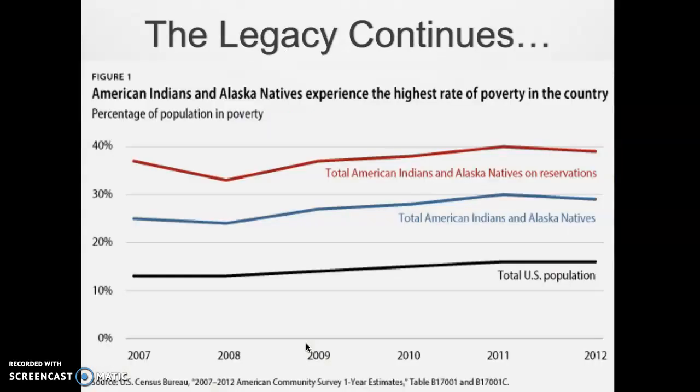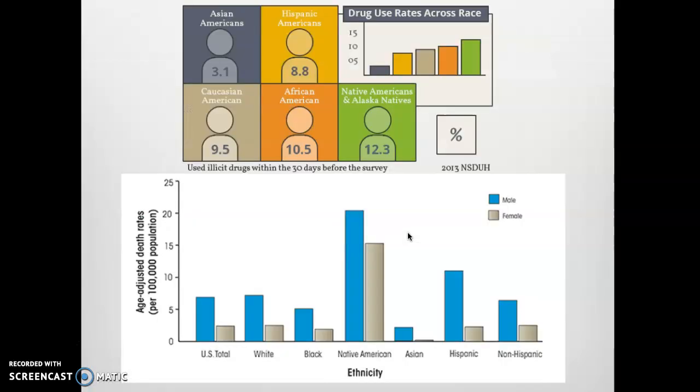And still to this day, Indian assimilation has not been successful. If we look at the total number of American Indians and Alaska Natives that are on reservations, look at their population percentage of poverty relative to the total U.S. population. The amount of people that are actually in poverty is much, much higher for Native Americans than for non-Native Americans in the United States. Additionally, we can also see that drug use rates for Native Americans tend to be a lot higher than any other demographic group in America.